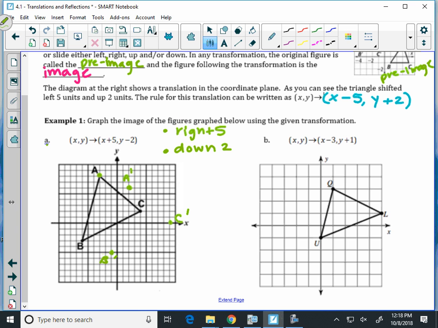And you need to label your points with those prime marks. And as you can see, it's the same exact triangle. The size of it didn't change. The type of triangle didn't change. It just slid over and down a little bit. That's the translation. Just sliding the figure around the coordinate plane.